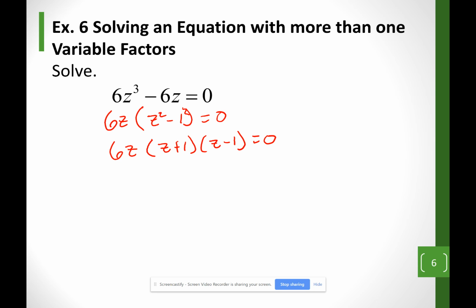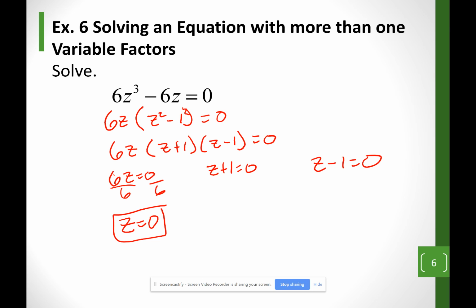So each of my factors, since I'm solving for z, I'm going to let them equal to 0. So I have 6z is equal to 0. I have that z plus 1 is equal to 0. And I have that z minus 1 is equal to 0. On my first equation, divide both sides by 6. And we're going to get z is equal to 0. It's one of my solutions.